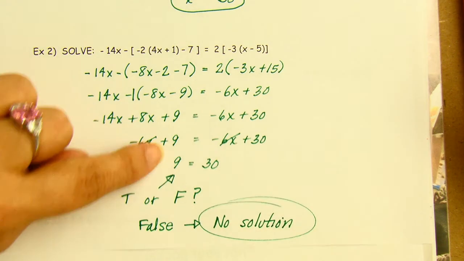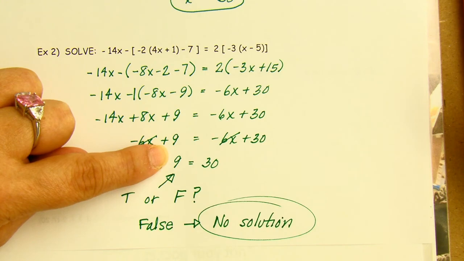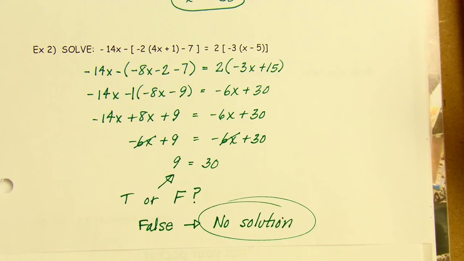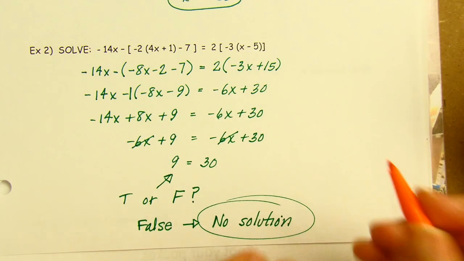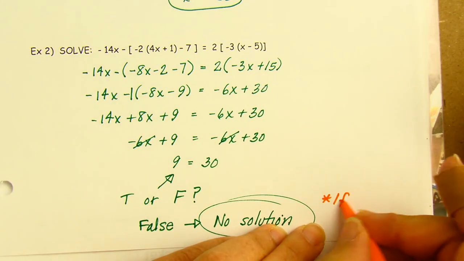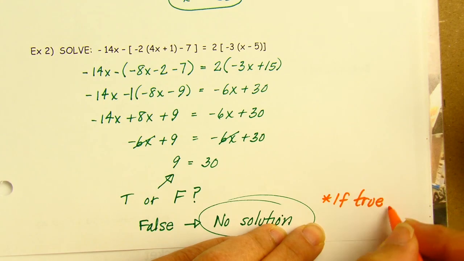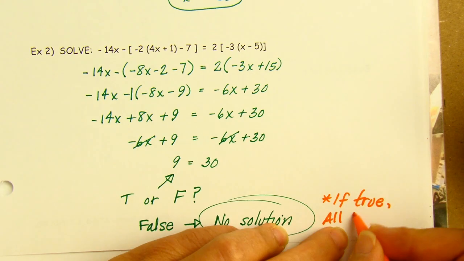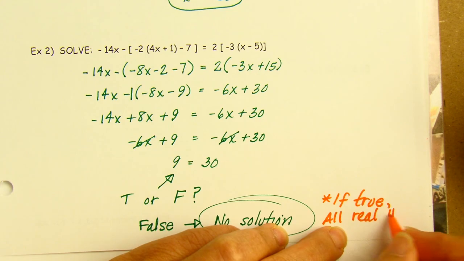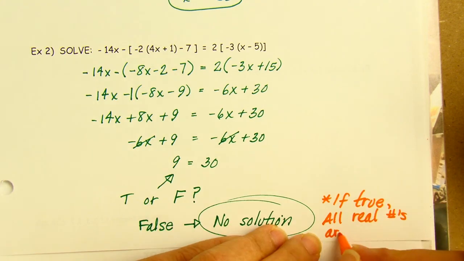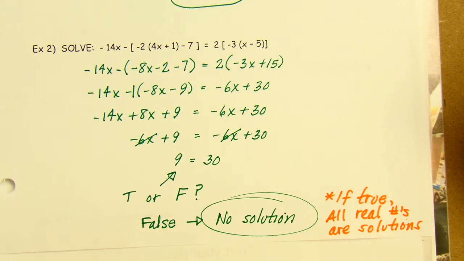If this were to be a true statement, then all real numbers would be solutions. So you might want to put that in your notes. If this would be true, then all real numbers are solutions. Okay, but in this case, that happened to be false, so there are no solutions. If you have questions about that, then please ask.